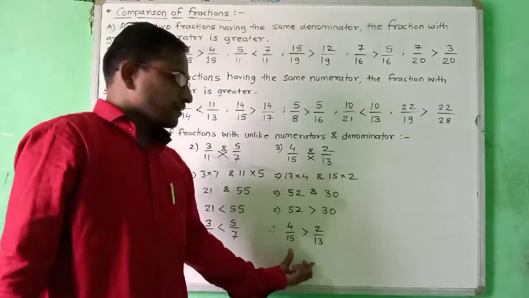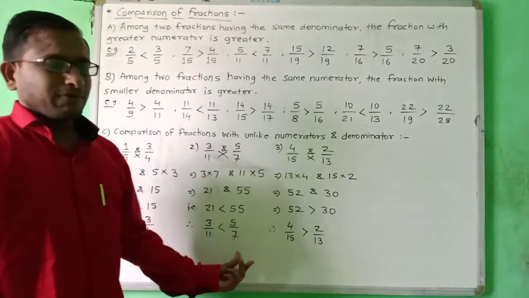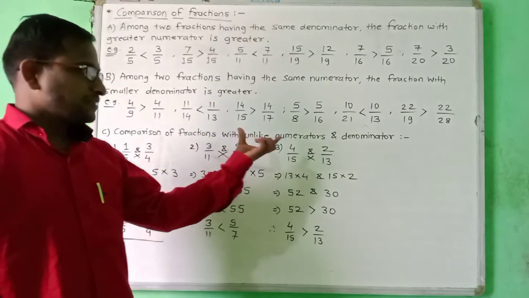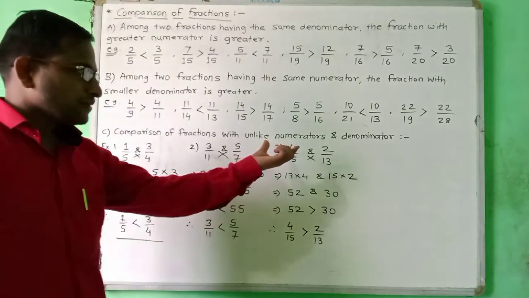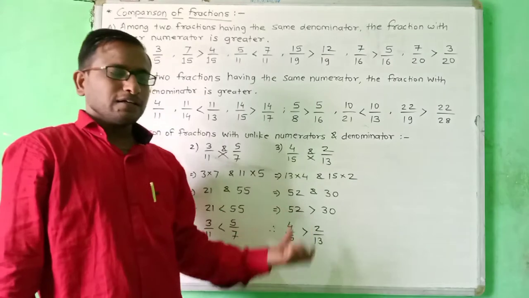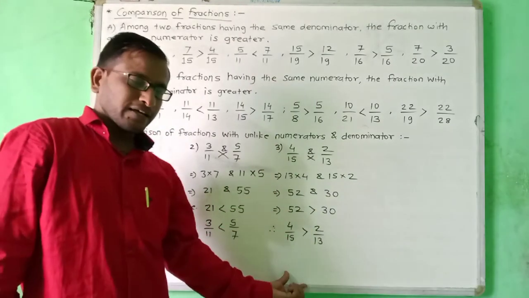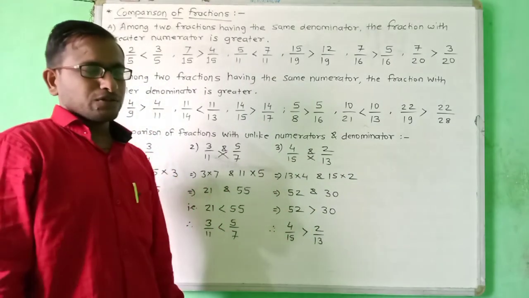So in this way you compare unlike fractions. Unlike fractions means different numerators and different denominators. So you solve in this way. The remaining examples you do yourself.